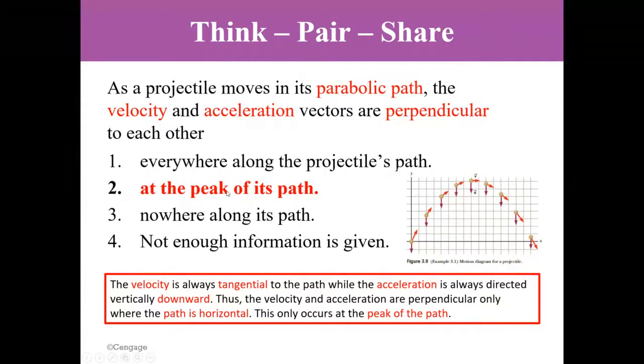Because at the peak of the path, as you can see here, the acceleration is downward and the velocity is only horizontal, because the vertical velocity is 0. So at the peak, at the maximum height, the velocity is all horizontal and the acceleration is all vertical, so they are perpendicular to each other. At any other position, there is another angle between them. Okay, thank you.